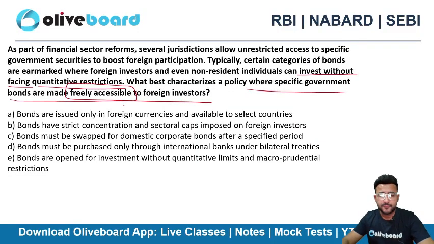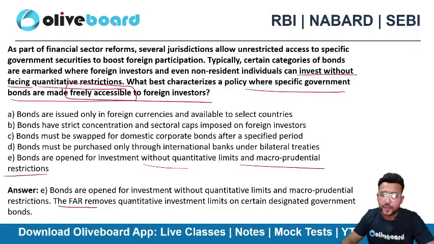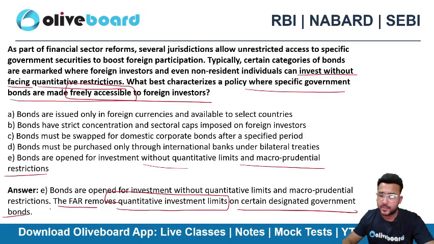Option A is bonds are issued only in foreign currencies and available to select countries. Bonds have strict concentration and sectoral caps imposed on the foreign investors. Bonds must be swapped for domestic corporate bonds after a specified period. Option D, bonds must be purchased through international banks under bilateral treaties. Option E, bonds are open for investment without any kind of quantitative limits and macro-prudential restrictions. Option E is the correct one. This is the fully accessible route, which removes the quantitative investment limit on certain designated government bonds, right?